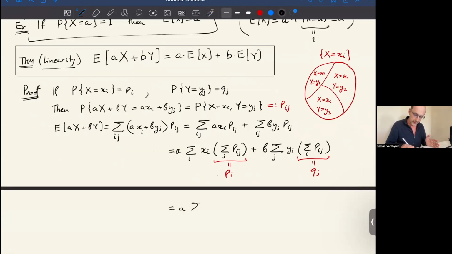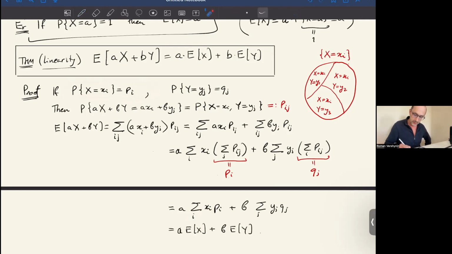So we get a times the sum of xi pi plus b times the sum of yj qj. And by definition, this is the expected value of X. It is the sum of all values X can take times their probabilities. And similarly, the other term is the expected value of Y. And we proved the linearity. Also, I was a little sloppy in one step of this proof around this equation. It only happens if all of these numbers are distinct. Think about how to correct this proof.